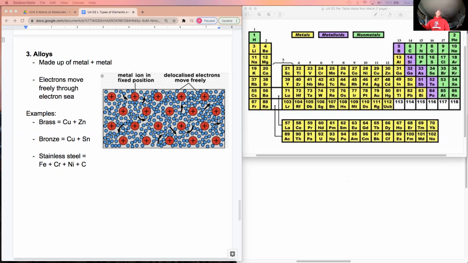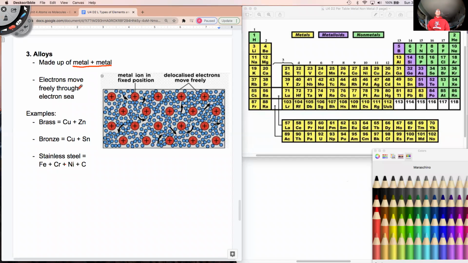And so the next one that we're going to take a look at, ladies and gentlemen, is alloys. So the alloy is made up of a metal and a metal. So this allows not for sharing of electrons or for transferring electrons, but what's called the sea of electrons, like an ocean of electrons. The electrons just get to move wherever they want throughout the metals, which is why metals make such great conductors of electricity.